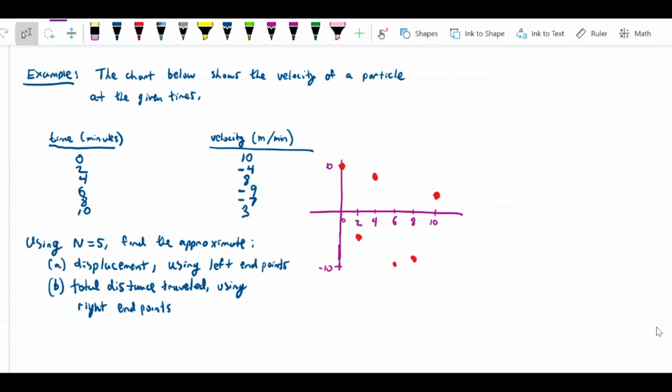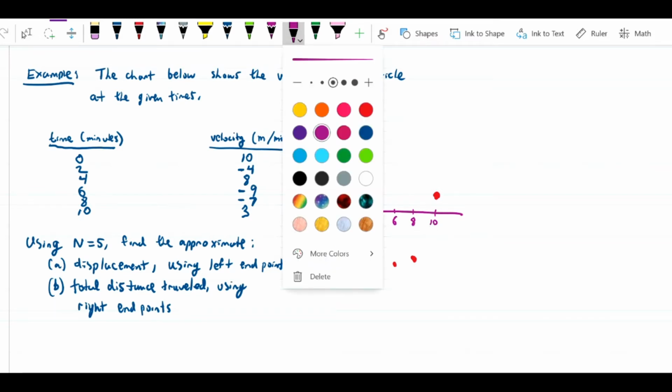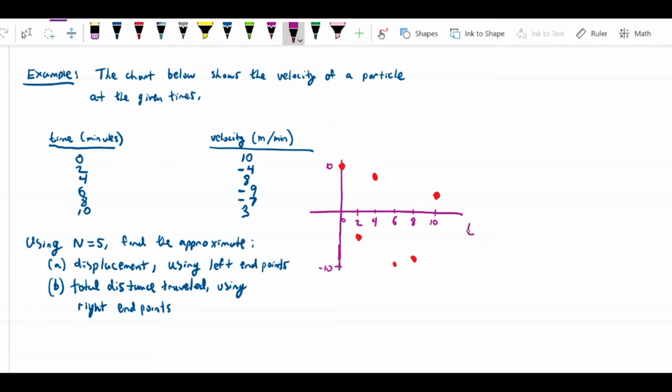So all I know is that whatever this function looks like, it hits the red points that you see in this graph here, where of course this is going to be time in minutes, and on the vertical we have velocity in meters per minute. I've simply chosen those as the arbitrary units. I could have used miles per hour, could have used centimeters per second, I could have used light years per century. Any units of distance and time will work.